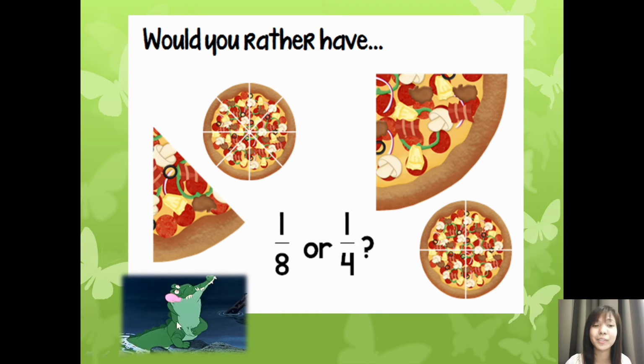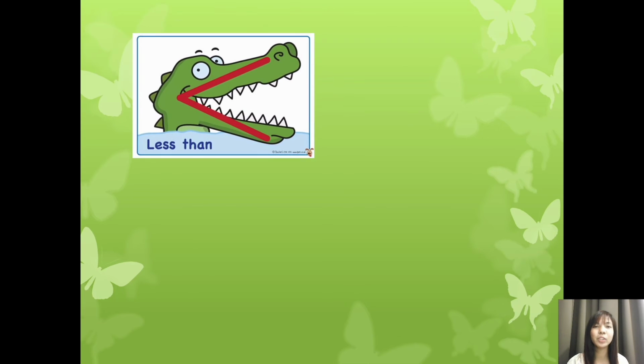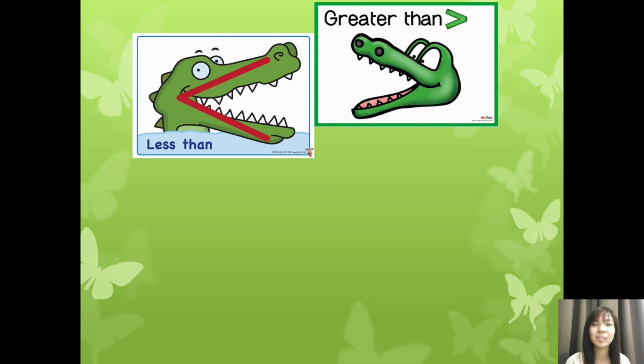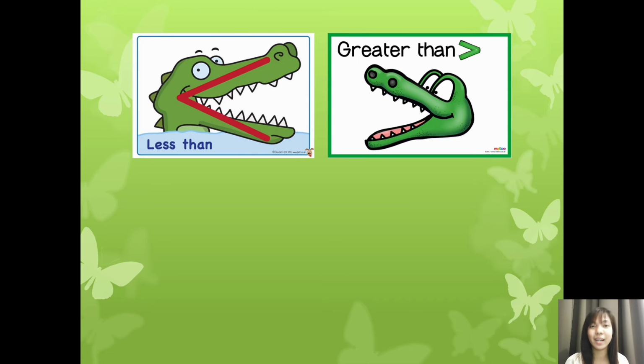Okay, the alligator here is already hungry. Okay, let's proceed. I will show you here, just a review. I know you already know this, but just to review, we have here this symbol, less than. Everybody say less than. As you can see, the symbol less than and the other one is like the mouth of the alligator.